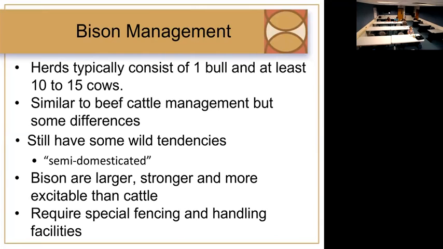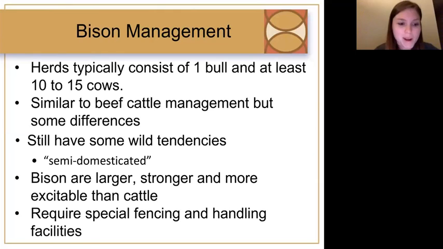So their management is similar to beef cattle management, but there are some differences. My great uncle has told me horror stories of working with the bison compared to the cattle. He's had quite a few trucks beat up. So bison do still have some wild tendencies. They are semi-domesticated. I like to put them in the same category as cats. Cats are not fully domesticated, I don't think. They are technically, but they're kind of like that. They're semi-domesticated where they can be kept and raised as livestock, but you really have to understand they do still have wild tendencies, and that needs to be accounted for.